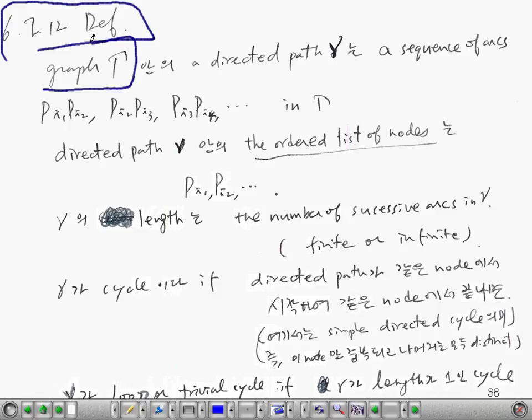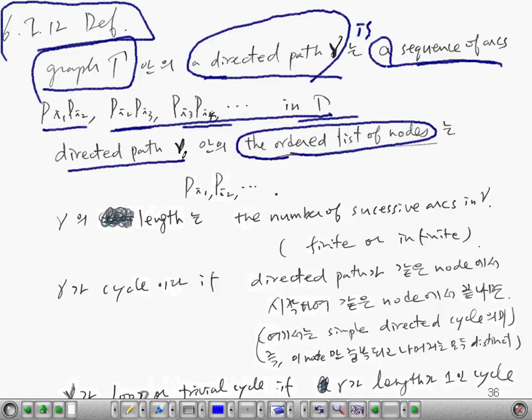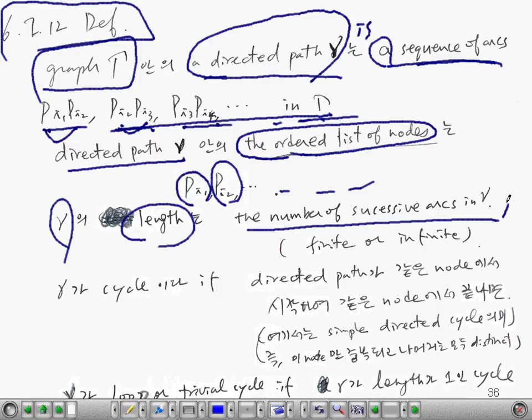Okay, here's the definition. For a directed graph gamma, a directed path is a sequence of arcs in gamma. The directed path is a sequence of arcs like this. Then the ordered list of nodes in this directed path is P_i1, P_i2, P_i3, starting from P_i1 to P_i2, P_i2 to P_i3, P_i3 to P_i4. So the ordered list of nodes can be written in this way. Then what's the length of this path? This is the number of successive arcs.